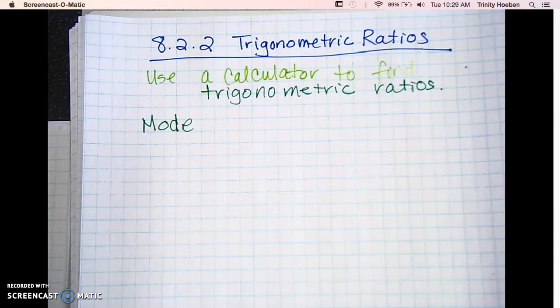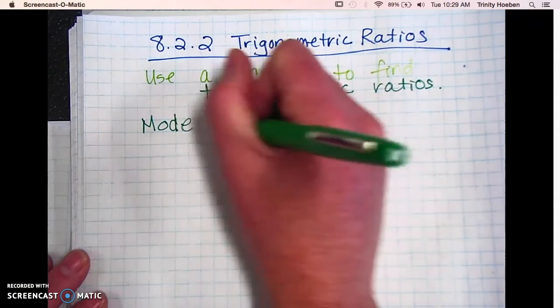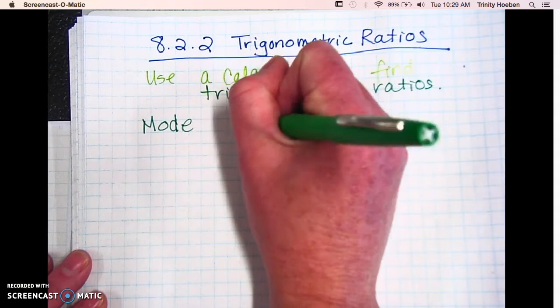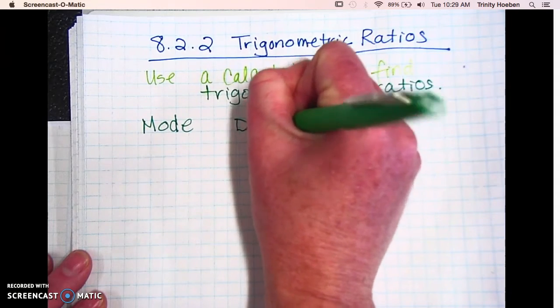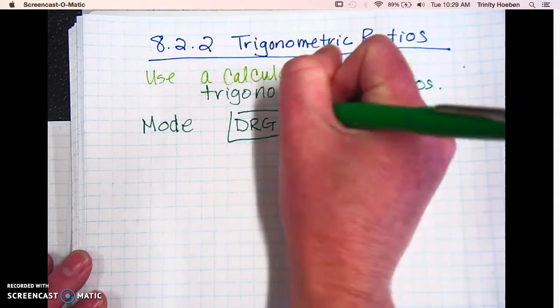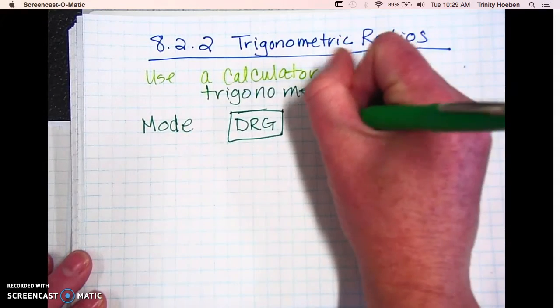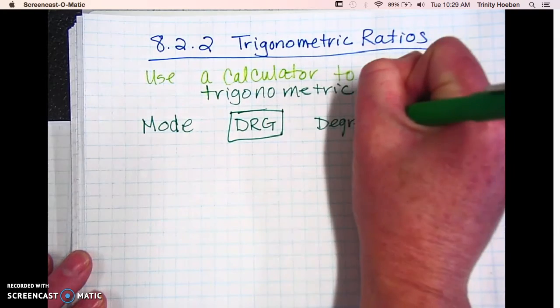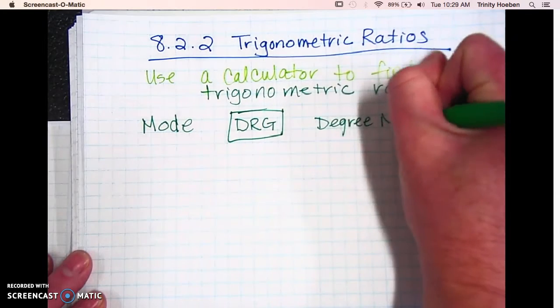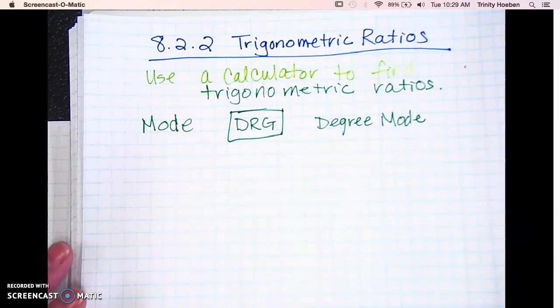Most operations that you guys have ever done on a calculator, it doesn't matter what mode the calculator is in, and it just automatically does it for you. But for the purposes of trigonometric ratios, you need to have your calculator in what's called degree mode, where it says DRG on most calculators. Some calculator brands are slightly different, but that's sort of shortcut for degree mode.